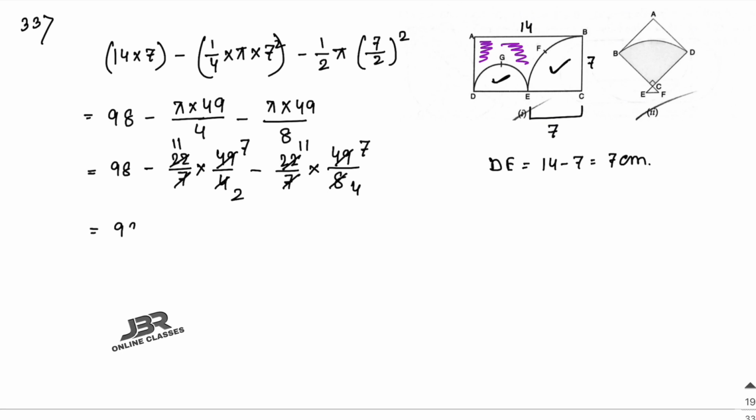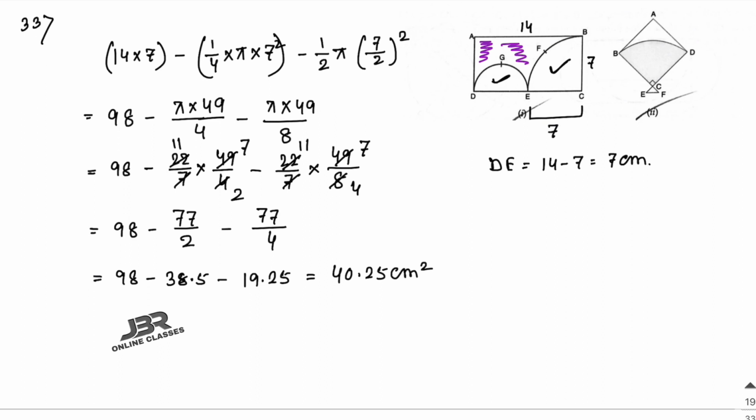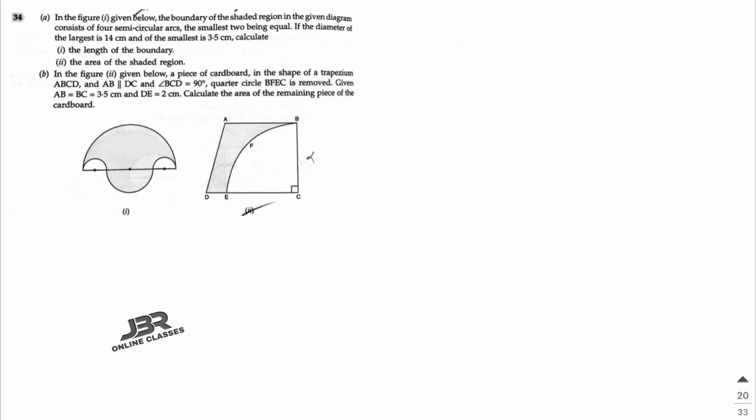So that means 98 minus 77 by 2, and also 77 by 4. So now you can write down 98 minus 38.5 and minus 19.25. So your final answer is 40.25 centimeter square. Now next one, sum number 34.